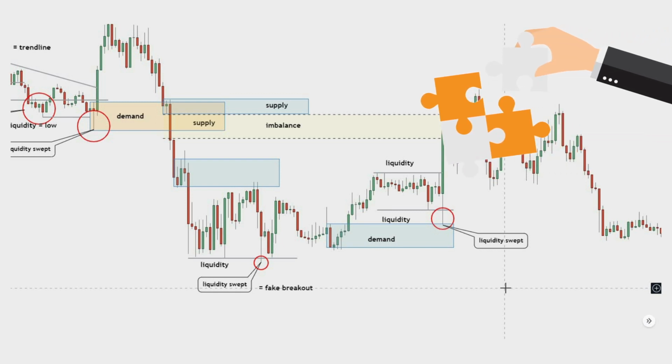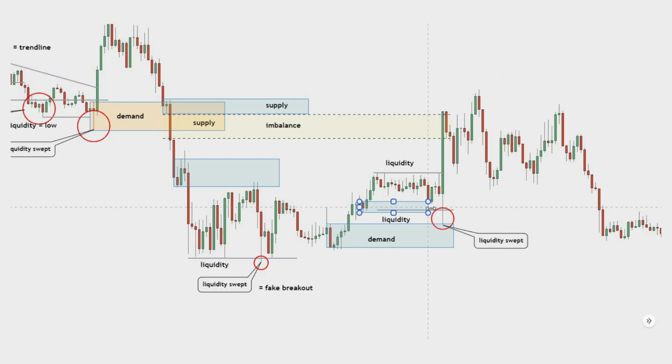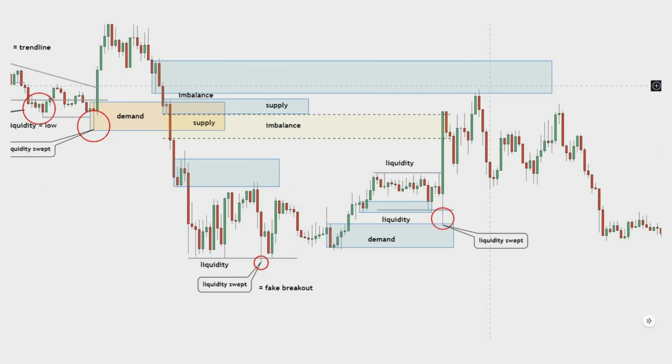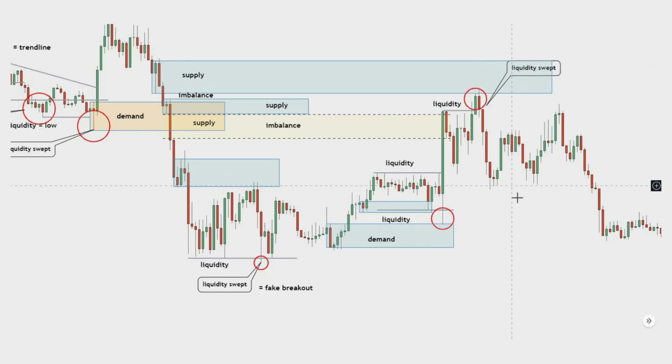Trading is like a puzzle. You just need to put pieces in the right place, and the picture will be clear. After the bounce, price filled the small imbalance above and touched the second supply zone. We also have a liquidity swept, a perfect combination for a high probability setup.